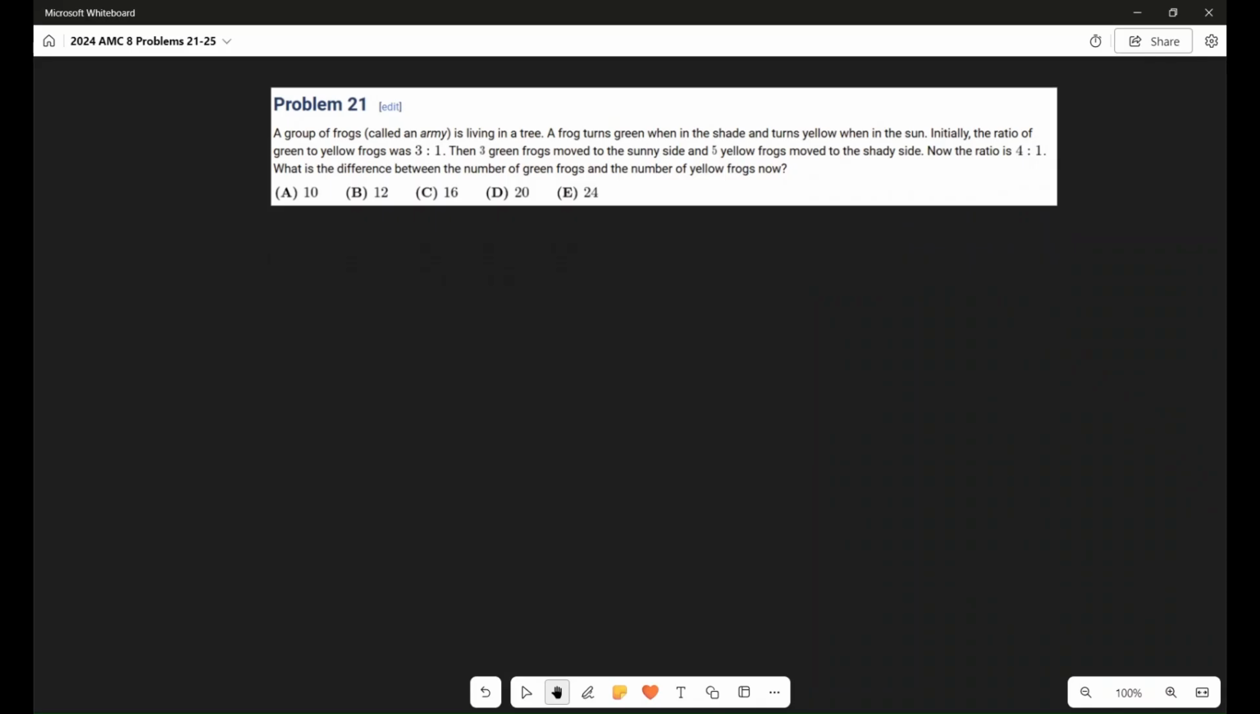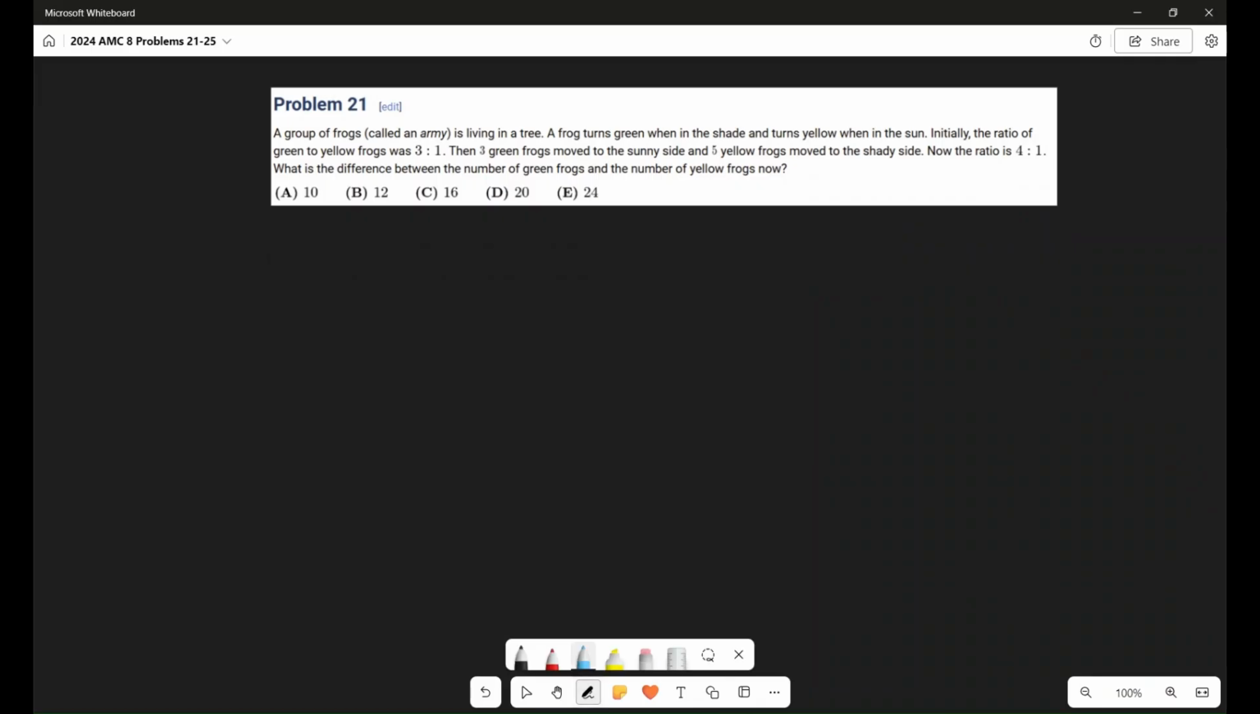So problem 21. A group of frogs is living in a tree. A frog turns green when in the shade and turns yellow when in the sun. Initially, the ratio of green to yellow frogs was 3 to 1. Then 3 green frogs moved to the sunny side and 5 yellow frogs moved to the shady side. Now the ratio is 4 to 1. What is the difference between the number of green frogs and the number of yellow frogs now?